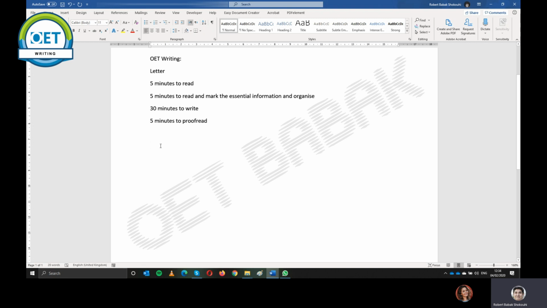Now we also have some considerations here. One of them is the practicalities. The letters are usually referral letters, so that is the most common type. But sometimes we have discharge letters. Sometimes we might have transfer letters.